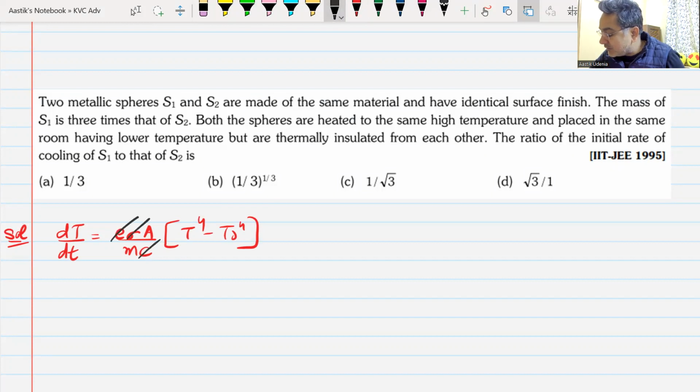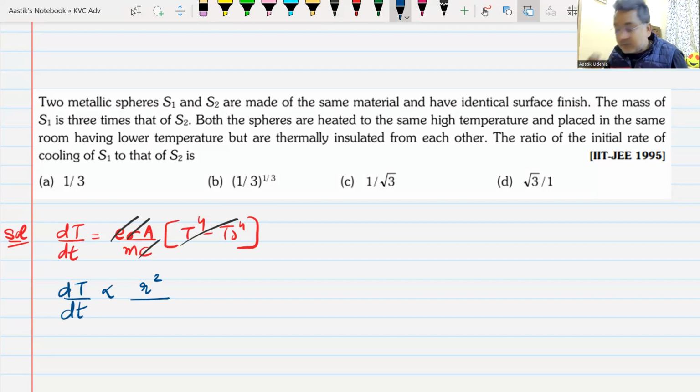This is same, this is same, this is same, this is same. So rate of cooling for these two spheres will be proportional to area, which is proportional to r square, over mass, which is proportional to r cube. So it is inversely proportional to r. The ratio of their radius, same as the previous question. Inversely proportional to r, rate of cooling. Now we just have to find the ratio of r.